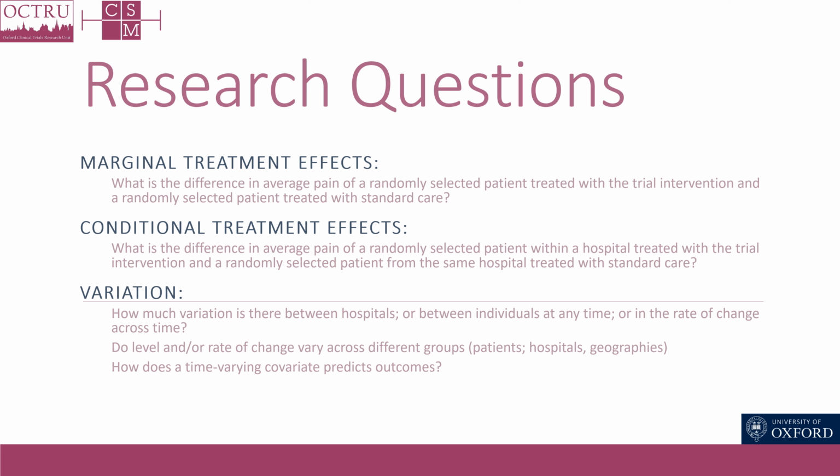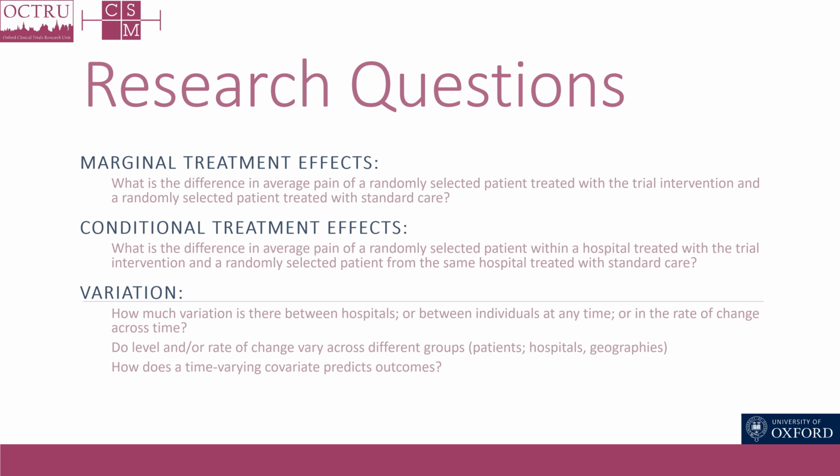We may also be interested in the actual variation in treatment effects. How much variation is there between hospitals? And how much of this variation can be accounted for by different hospitals? Or how much of the variation is due to between-individual variation? How much variation is there between individuals over time or in the way they change over time? Do the level or the rate of change vary across different groups? This could be the patients themselves, hospitals, or perhaps geographies. How does a time-varying covariate predict an outcome?